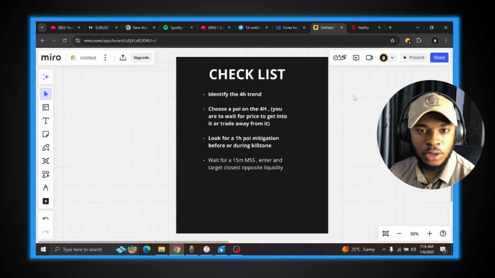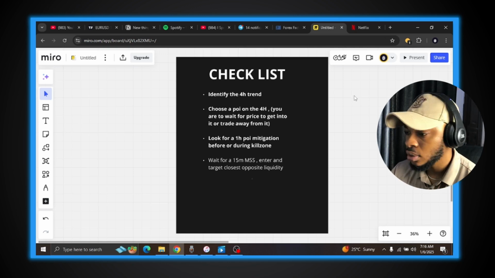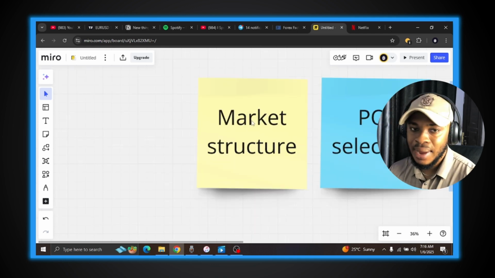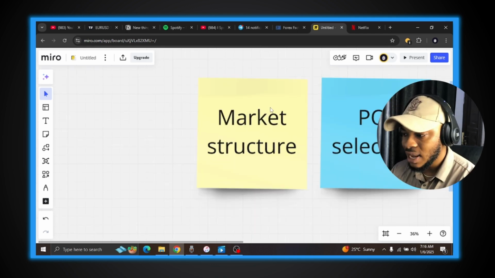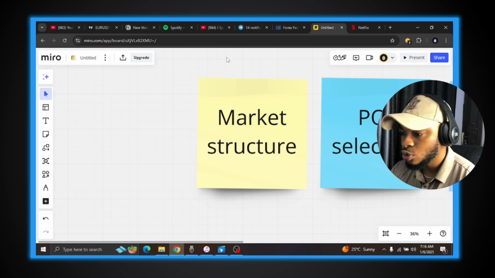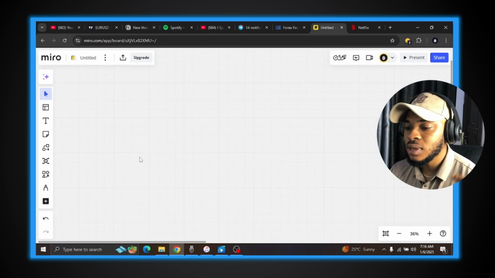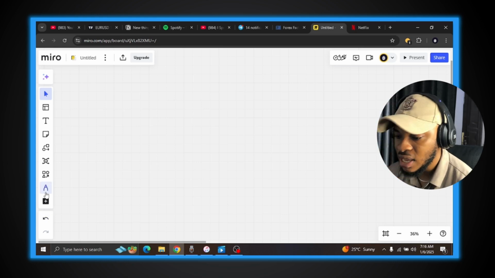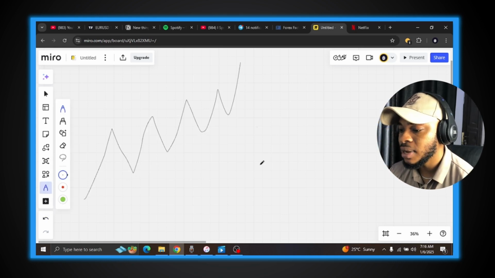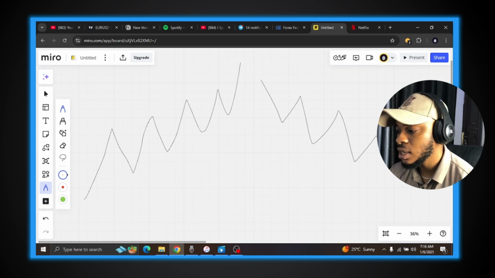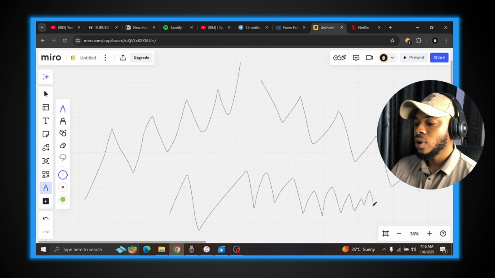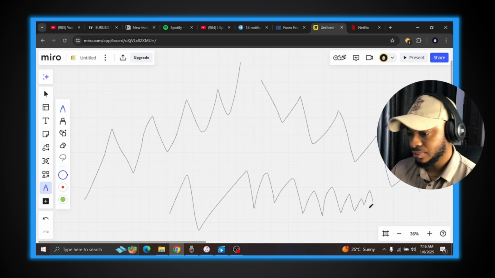For you to be able to identify the 4-hour trend, you have to understand market structure. So the first thing we have right here is market structure. We'll learn others yet, but let's focus on market structure. So what is market structure? Now the market is going to be in one of these phases at any time. Either the market is trending to the upside, or trending to the downside, or ranging. When the market is ranging, it's neither going up nor down.